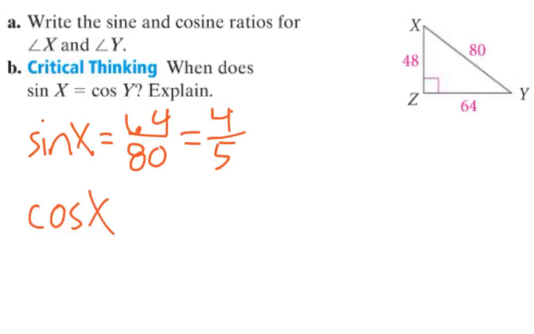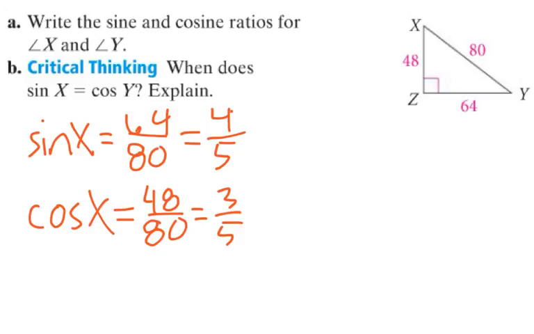Now the cosine of x is equal to 48 over 80. And 16 goes into both of those as well, and so that gives us 3/5. Now, like I said in my last example, the sine of one of them is equal to the cosine of the other angle.